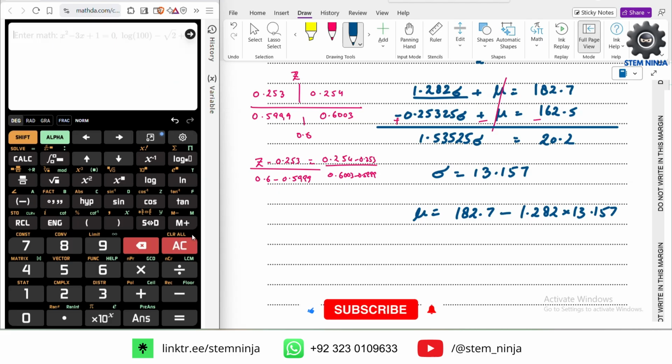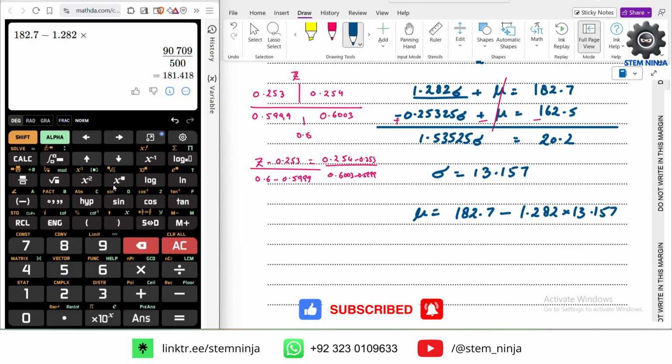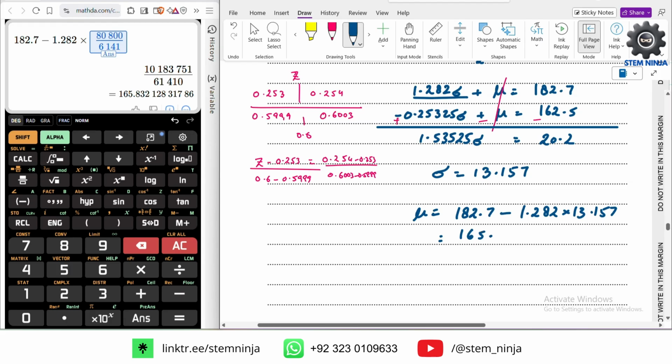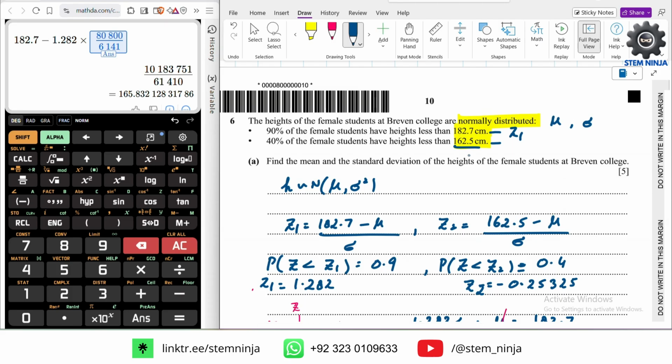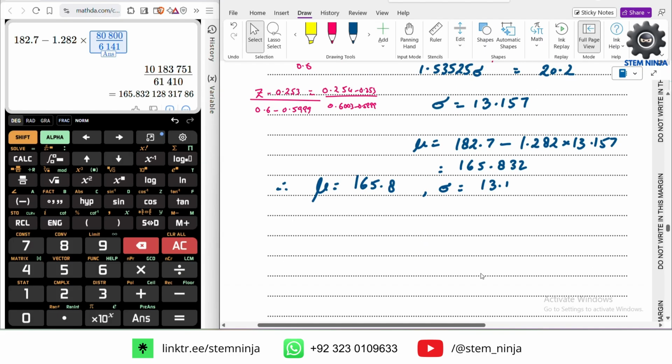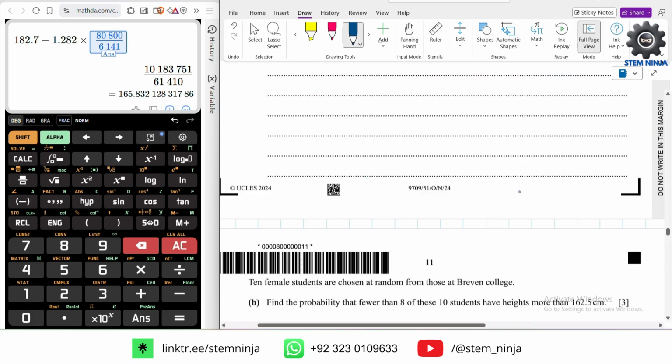For mu, we can do 182.7 minus 1.282 times by 13.157. So we save this. 182.7 minus 1.282 times by answer. So we will get 165.832. So therefore mean is 165.8. So why we're using one decimal place? Because as you can see, one decimal place, and one decimal place. Sigma, this would be also 13.1 or 13.2. Either way, it's fine.